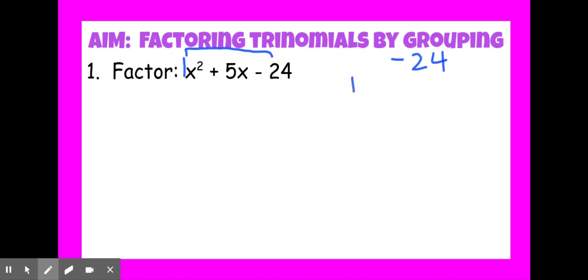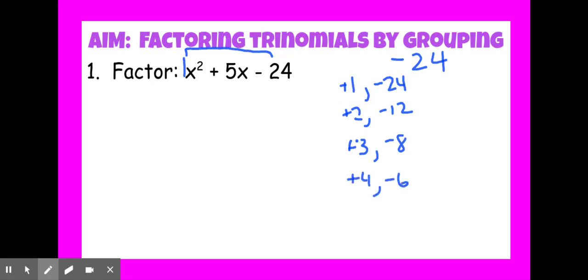So first we're going to start with 1 and negative 24. Then positive 2 and negative 12. Now remember, you can use your calculator to find this. Go to the calculator tutorial if you're not sure where we're getting these numbers from. Positive 3 and negative 8. Positive 4 and negative 6.